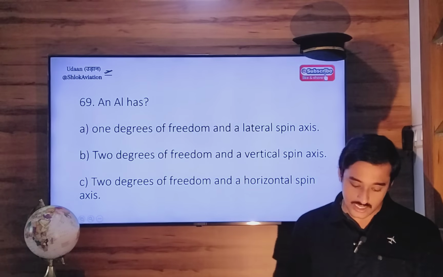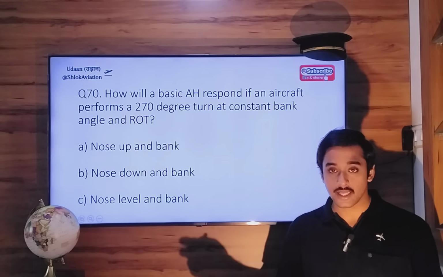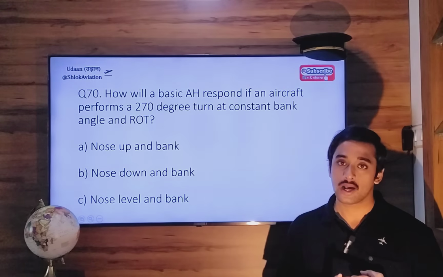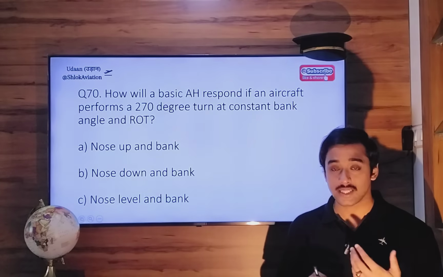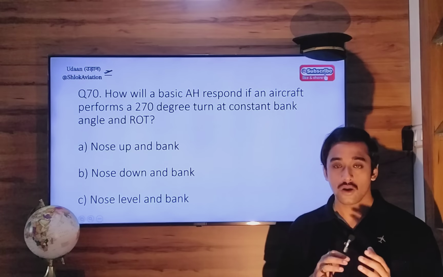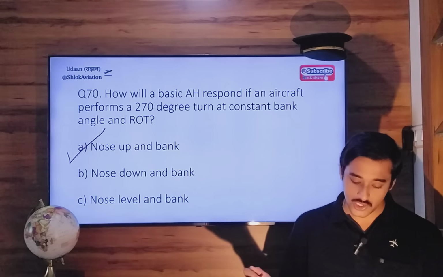How will a basic artificial horizon respond if the aircraft performs a 270-degree turn at constant bank and rate of turn? So similar to the previous question, nose up and bank, nose down and bank, nose level and bank. So when you make a complete 270-degree turn, the artificial horizon incorrectly or erroneously indicates a climbing attitude and the bank angle shown to you will be more than required. So the correct answer here will be option A.